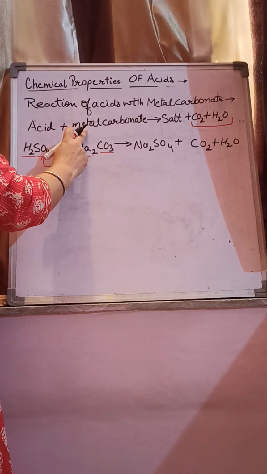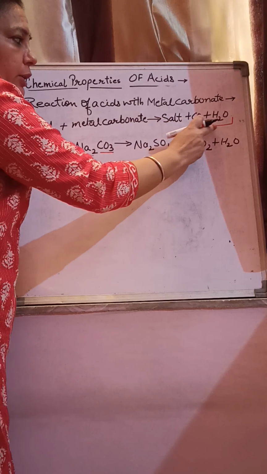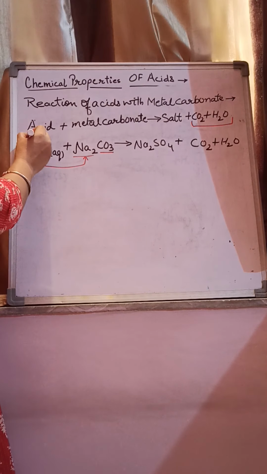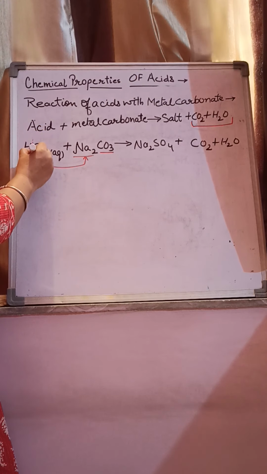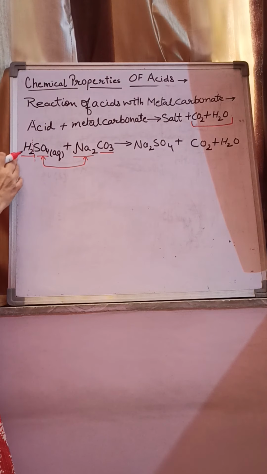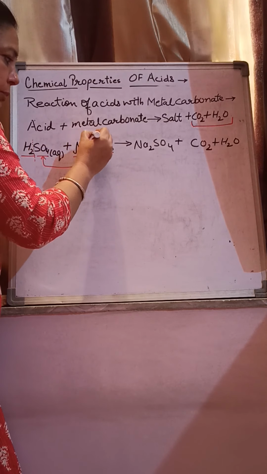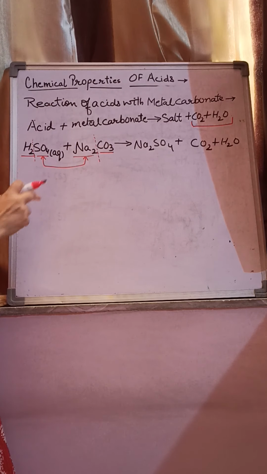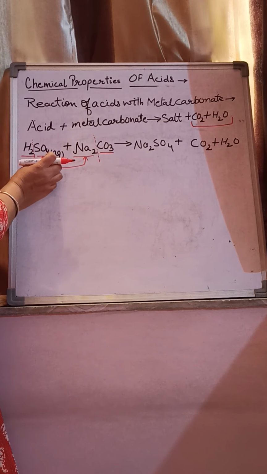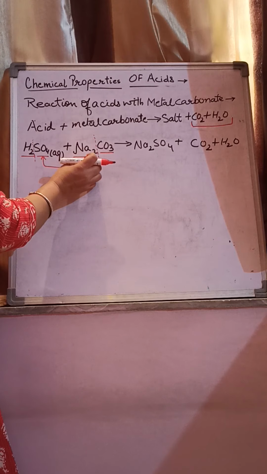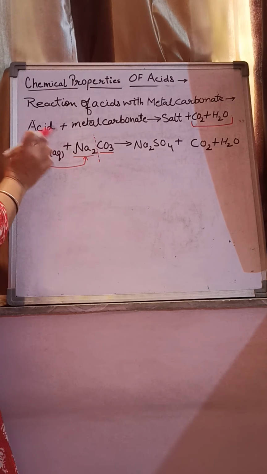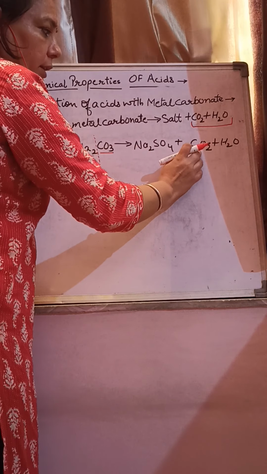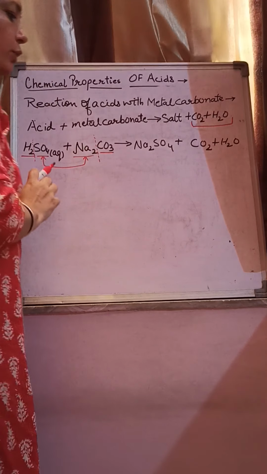Acid plus metal carbonate gives salt plus carbon dioxide plus water. What you will do? Again, I will separate acid into two parts, positively charged and negatively charged. Metal carbonate into two parts, positive and negative. Attach this anion with this cation, anion with cation, and the rest I will release. There is a release of carbon dioxide and water.